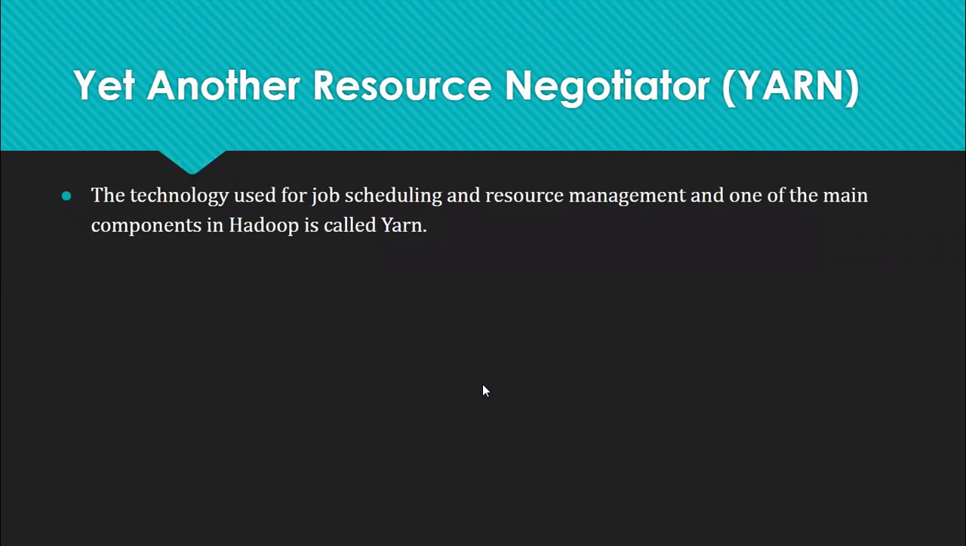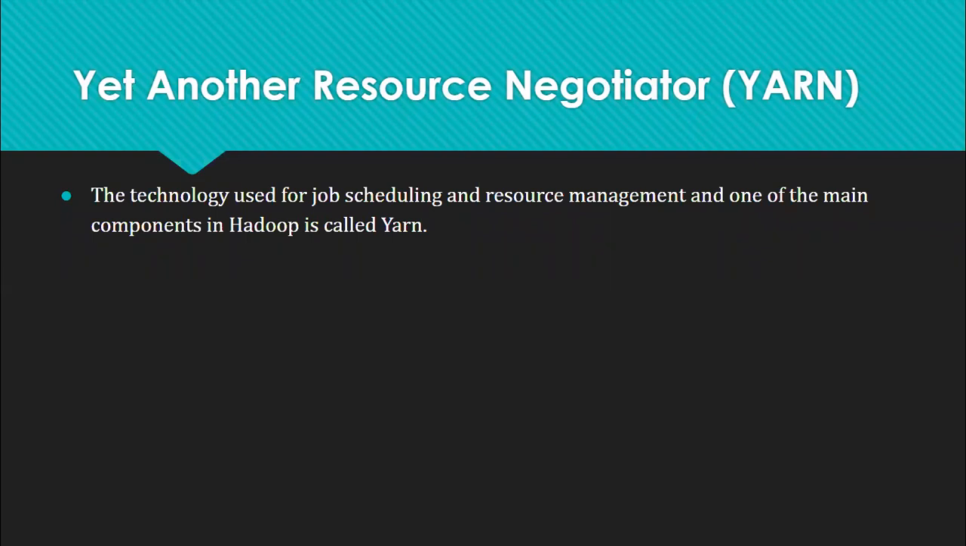Here, the long form of YARN is yet another resource negotiator. The technology is used for job scheduling and resource management, and is one of the main components in Hadoop, called YARN. So YARN is mainly used for scheduling jobs, as a number of jobs are coming and we have to run the jobs in parallel.